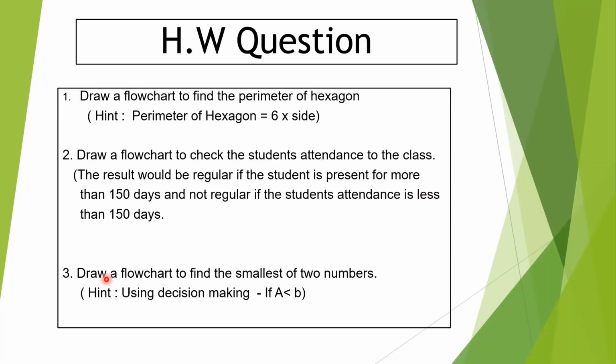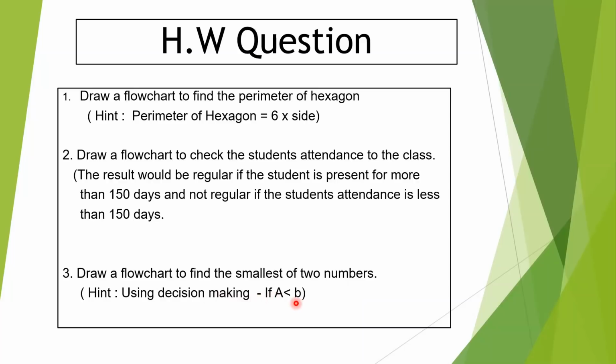Then the third question, draw a flowchart to find the smallest of two numbers. I taught you about the greatest of two numbers, isn't it? What was done in your session's class was finding which is the greater of two numbers. Now you have to do a homework on the smallest of two numbers. You have to find which of the two numbers is the smallest, using decision making.